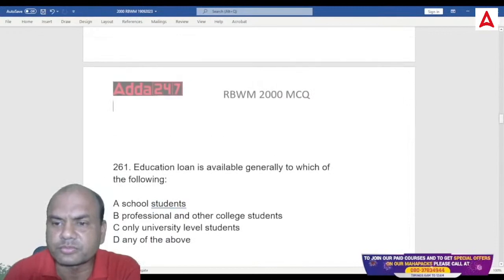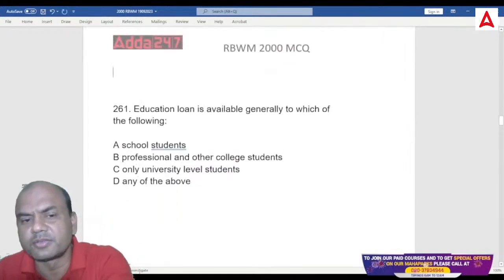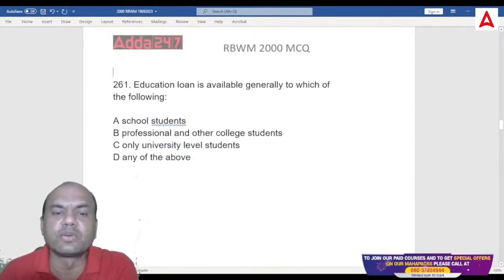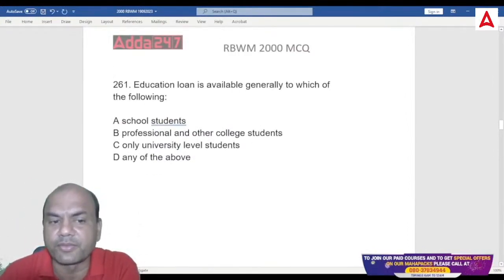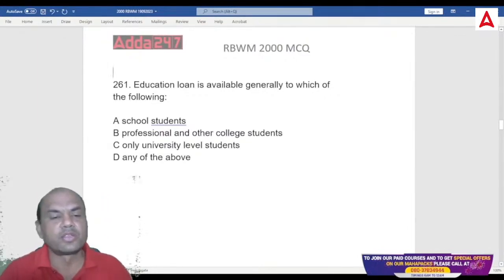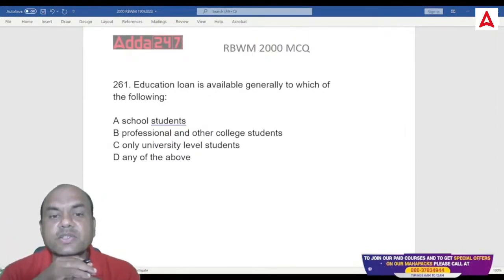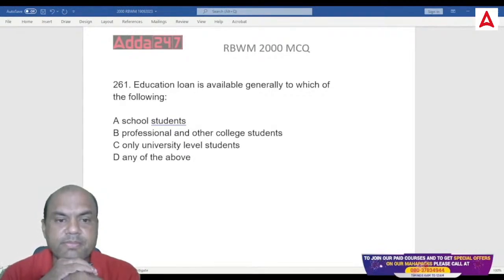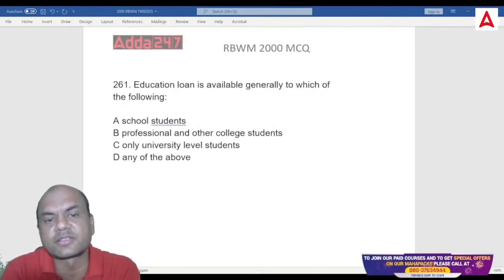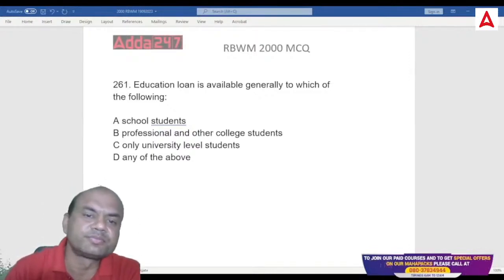Next one, move on. An education loan is available generally to which of the following? School students, professional and other college students, only university level students, or any of the above. So to whom is the education loan available now? Who gets the education loan?